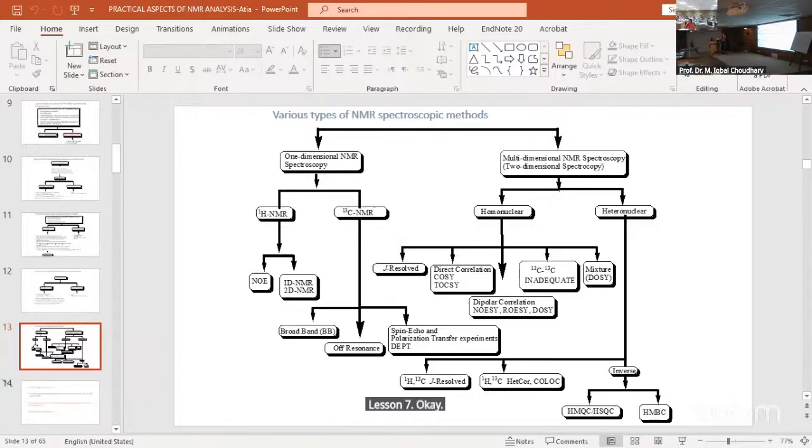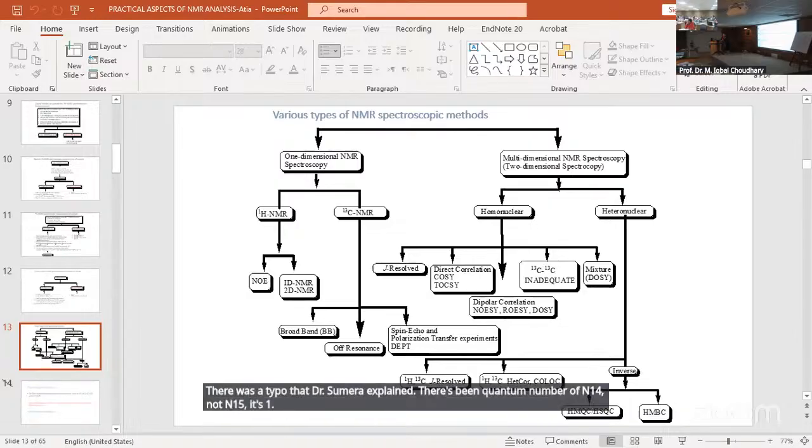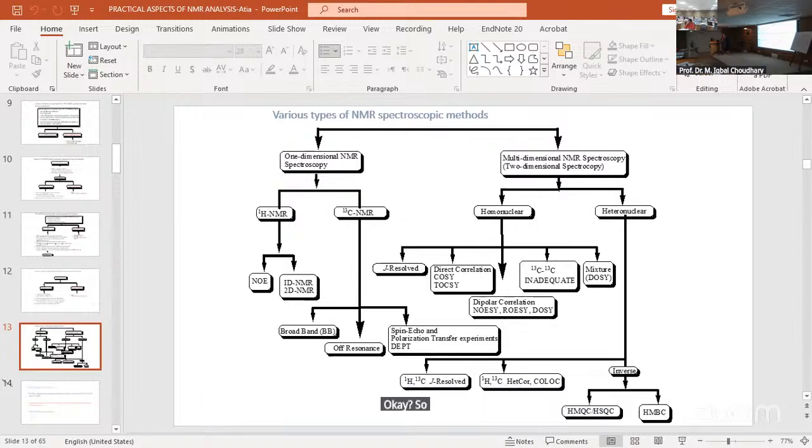Okay, so here there was a typo that Dr. Sumaira explained. The spin quantum number of N14, not N15, is 1. So the formula is 2I plus 1. So I is 1, so 2I plus 1 means 3. So what would be the states? -1, 0, plus 1.